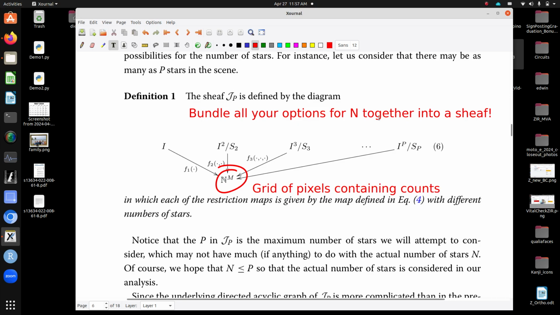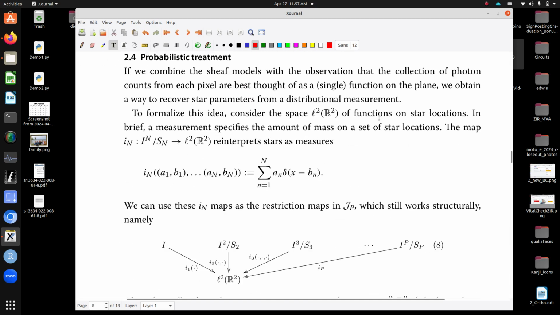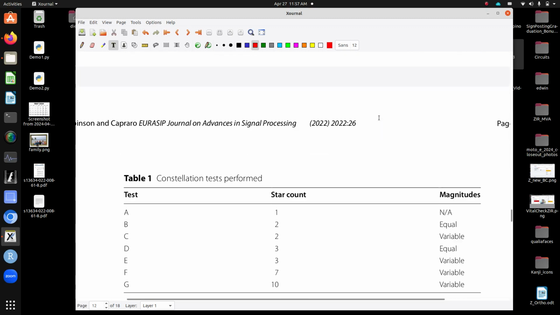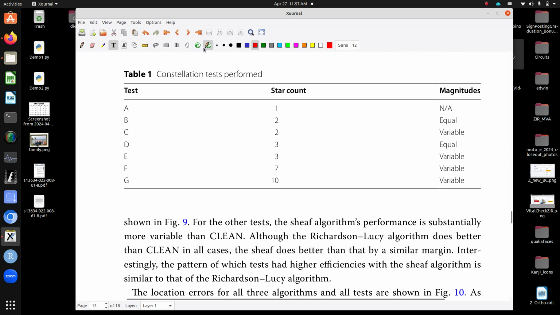Okay, so what are the results of these things? We scroll down to the results. At least that's what I'm going to do. You can read the whole paper if you like. Okay, so what's happening is here are the tests that are being performed, and the first couple are just going to be easy kinds of tests, and then they get more moderate or complicated. So that's roughly the order in which the experiments are being done, and they're going to compare them against CLEAN and Richardson-Lucy. So you can see how the sheaf model works compared to these other two methods.